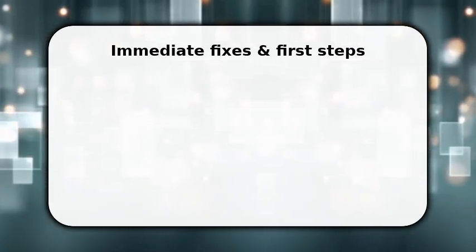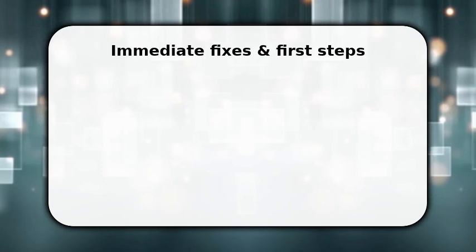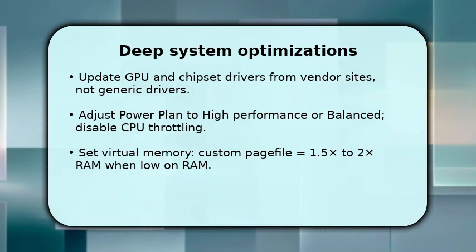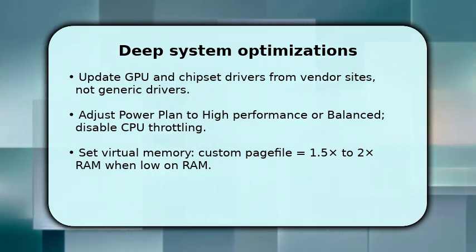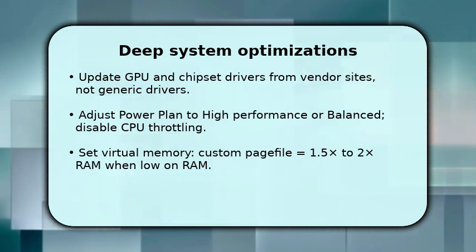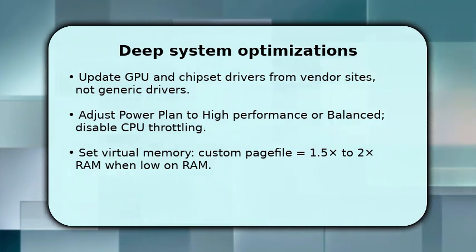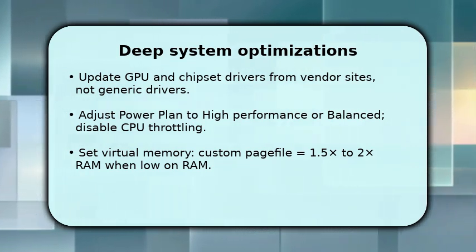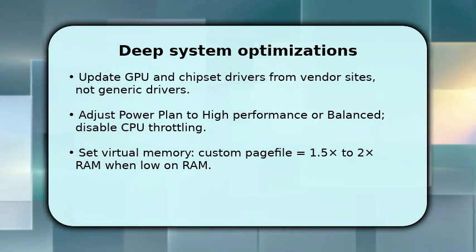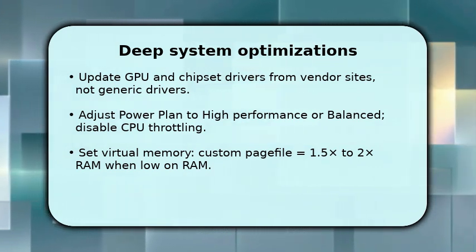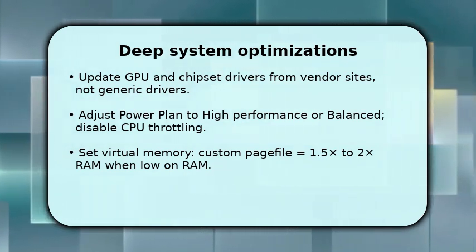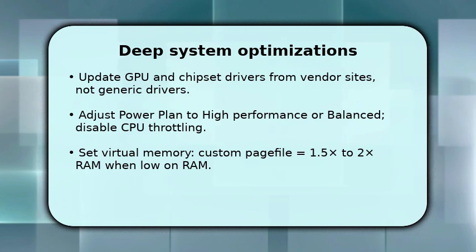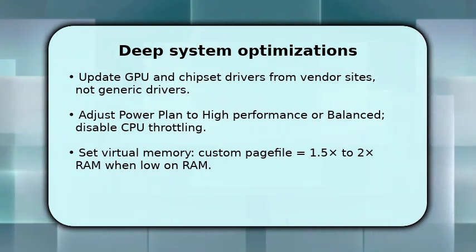Now you dig into performance tuning so Windows runs efficiently under load. Update graphics and chipset drivers directly from the manufacturer. Outdated drivers cause stutters. Once done, change your power plan to high performance or balanced and disable aggressive CPU throttling. This reduces micro-lags. Next, set a custom page file sized around 1.5 to 2 times your RAM if you're low on physical memory. Finally, run SFC and DISM to repair system files.